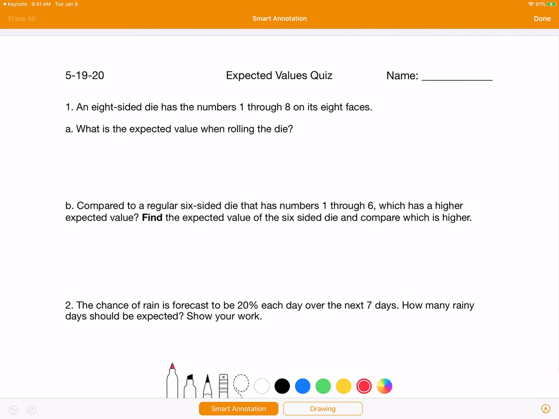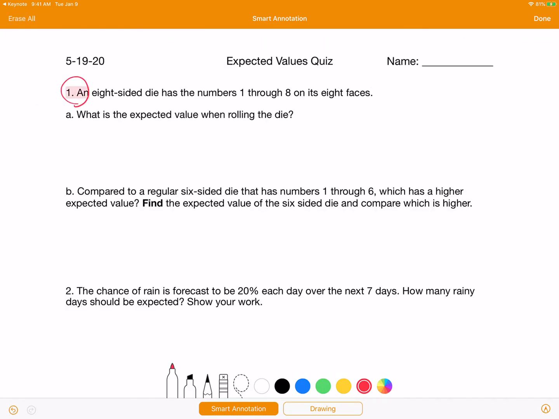Okay, let's get started. Number one, an eight-sided die has the numbers 1 through 8 on its 8 faces. So what is the expected value? We did a very similar question like this last time. It should be just 1 plus 2 plus 3 all the way down to 8. And then the probability of each outcome is 1 over 8. So you just have to add them up and multiply them all straight through. Let's do this real quick. 1 through 8 divided by 8, you should get 4.5.